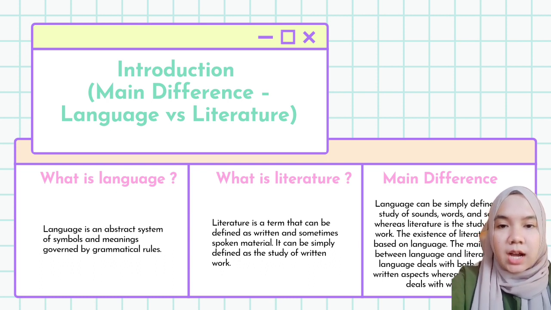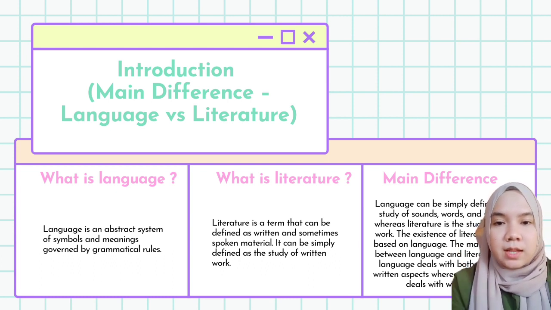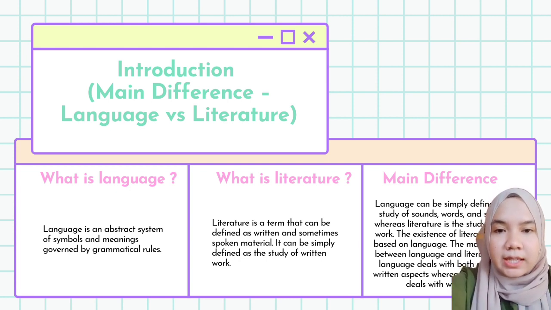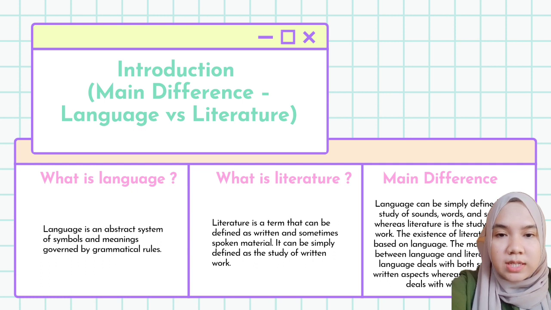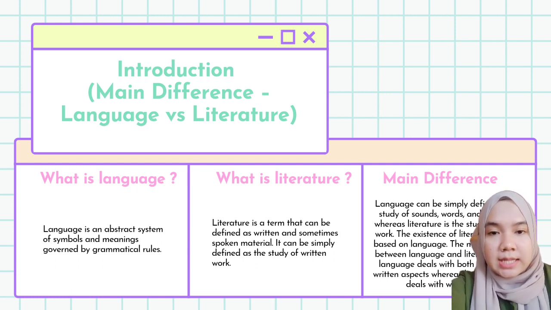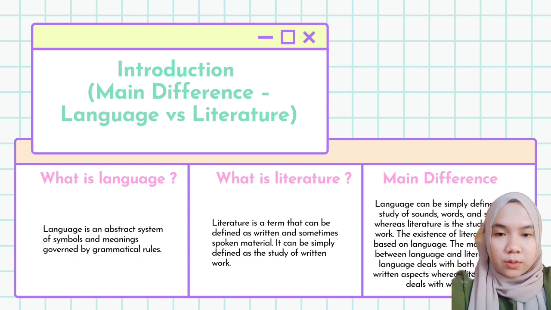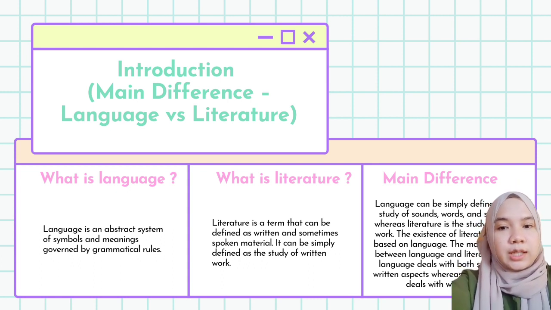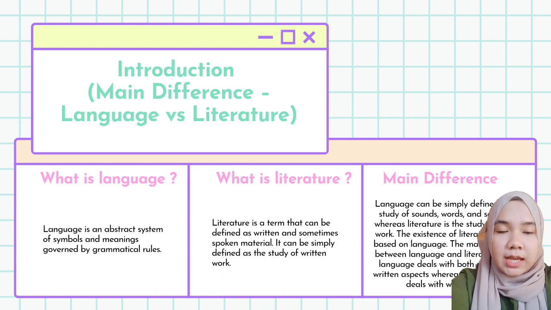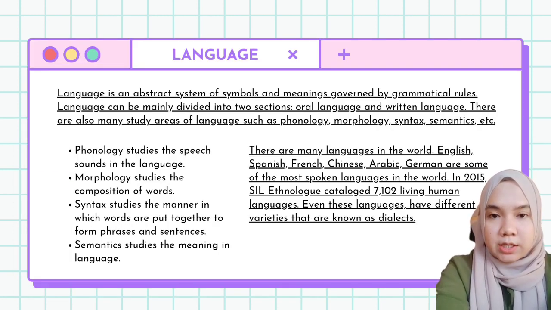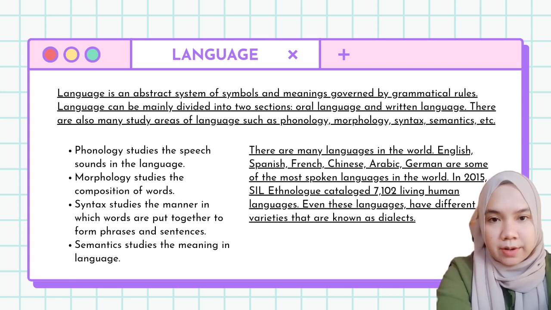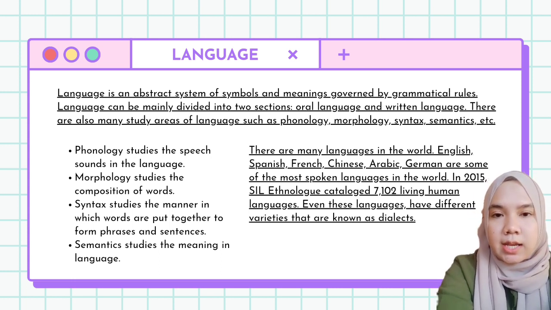In this PPT you can see the main difference between language versus literature. Language and literature are two interrelated concepts. Language can be simply defined as the study of sounds, words, and sentences, whereas literature is the study of written work. The existence of literature is solely based on language. The main difference between language and literature is that language deals with both spoken and written aspects, whereas literature mainly deals with written work.